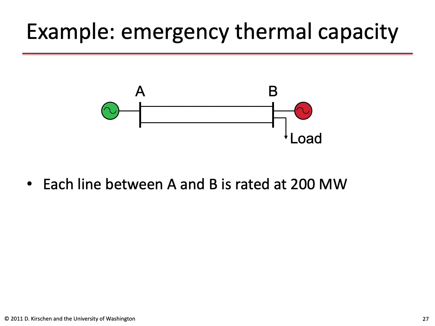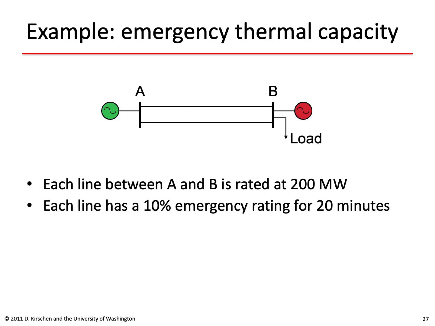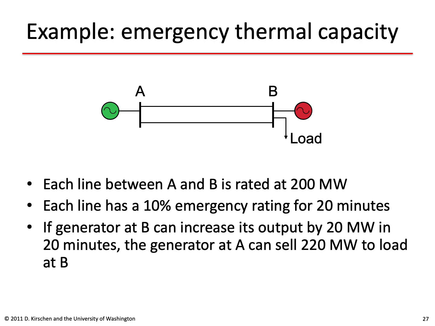But let's consider a variant on this example. Again, let's assume that each line has a rating of 200 megawatts. If I can overload each line by 10% because it has an emergency rating of 20 minutes, then if generator B can increase its output by 20 megawatts in 20 minutes, generator A can sell 220 megawatts to the load at B. So the services provided by this generator at B helps the operation of the market because it makes it possible for A to serve the load.